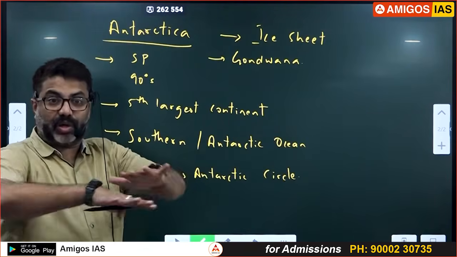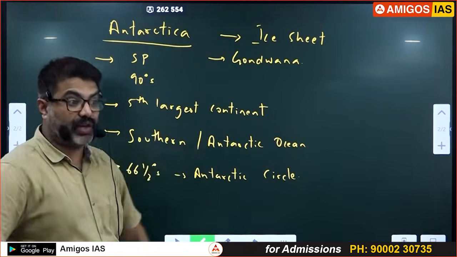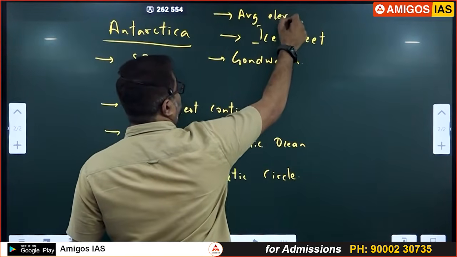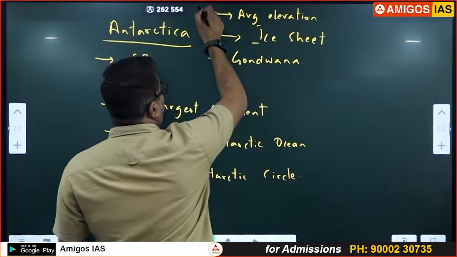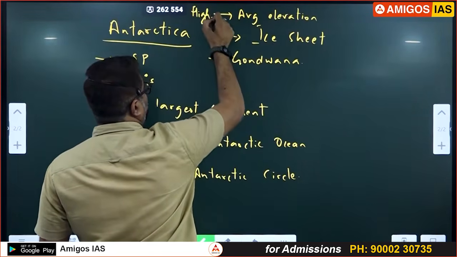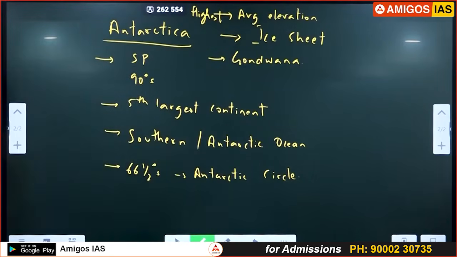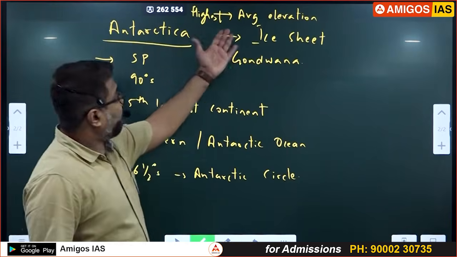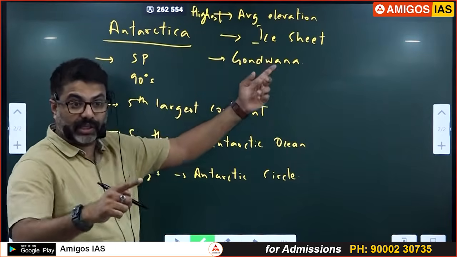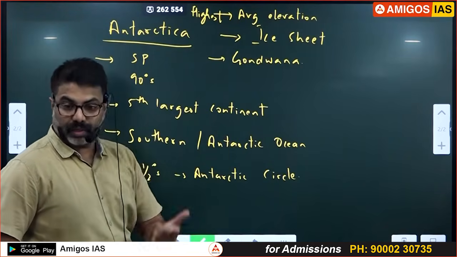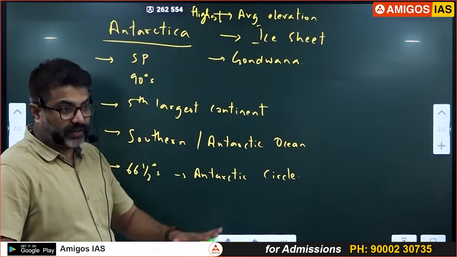Because of the presence of ice over a large area, it has the highest average elevation among all continents. Please remember this. They will ask you which of the following continents has the highest average elevation? Africa, Asia, Antarctica, South America. Antarctica. In terms of elevation, average elevation.